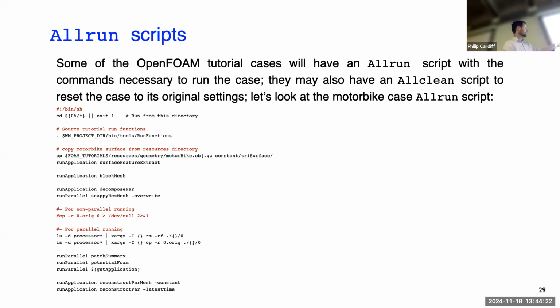Then it runs blockMesh to generate the background grid, because snappyHexMesh doesn't actually generate the background grid. And then snappyHexMesh will cut the motorbike man out of it and refine the grid all around it. And then it will run simpleFoam in parallel, and it runs potentialFoam as well to initialize the velocity field. So this would be very representative of, let's say, an industrial workflow for OpenFOAM.